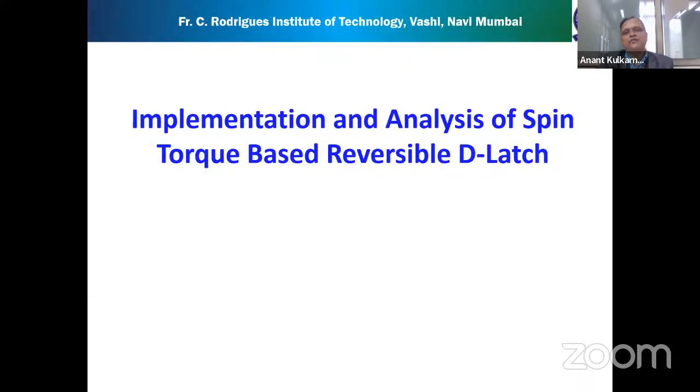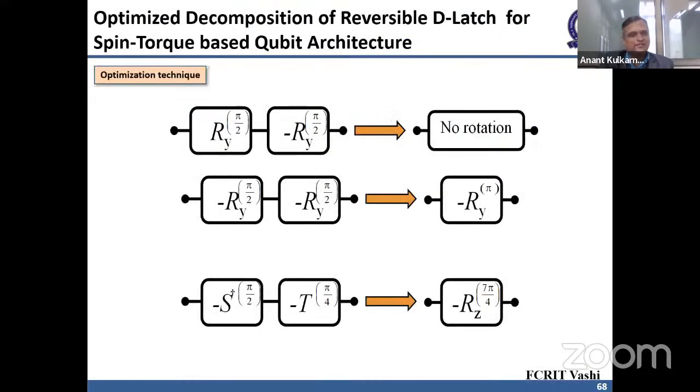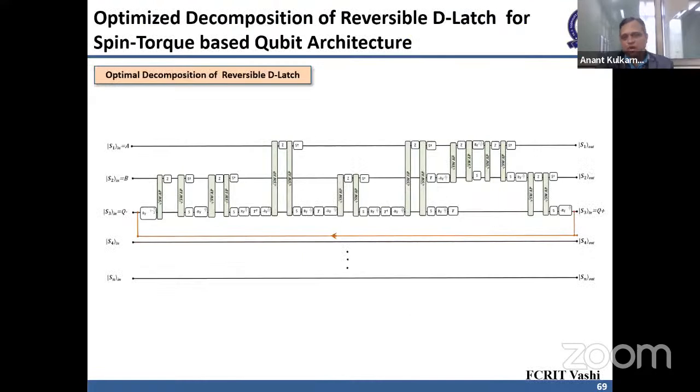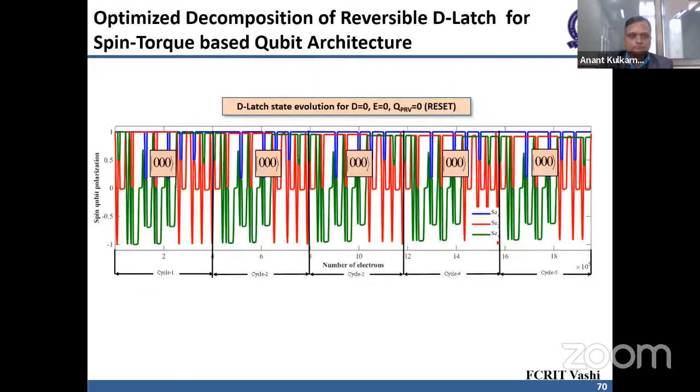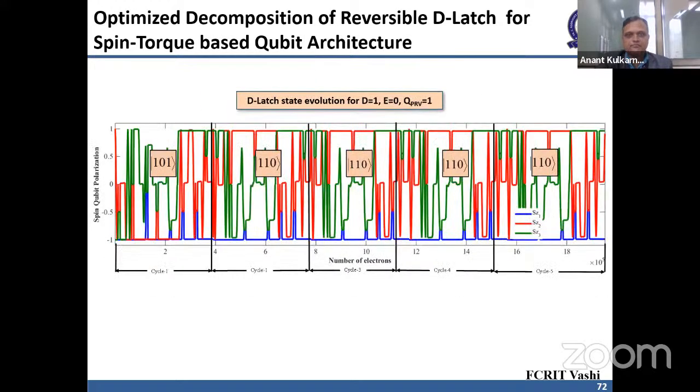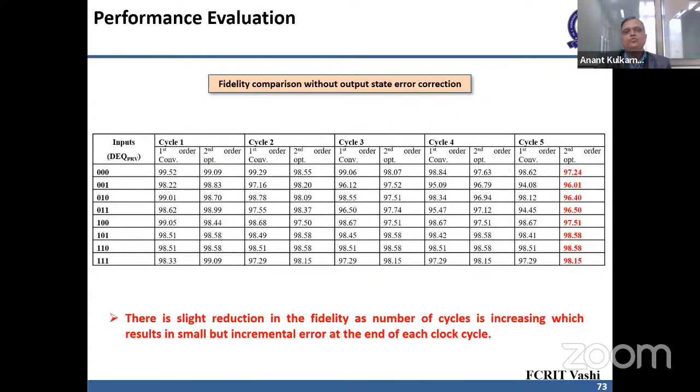Now, I will not go through this reversible D-latch. It is similar to the previous one. This is a quantum circuit decomposition for the reversible D-latch. This is the realization of the reversible D-latch for reset and set state. Now, these are the different cycles through which the reversible D-latch has gone.